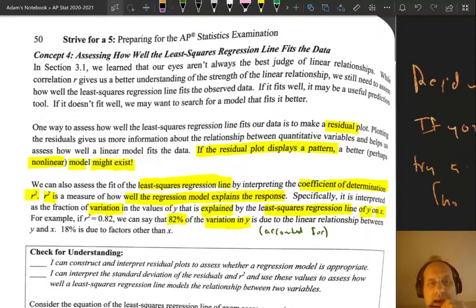One way to assess how well the least squares regression line fits our data is to make a residual plot. Plotting the residuals gives us more information about the relationship between quantitative variables and helps us assess how well a linear model fits the data. If a residual plot shows a pattern, then a linear model is likely not appropriate. And perhaps you should go to a nonlinear model.